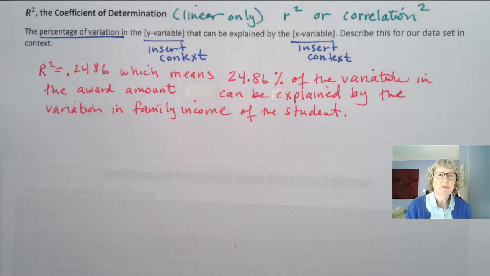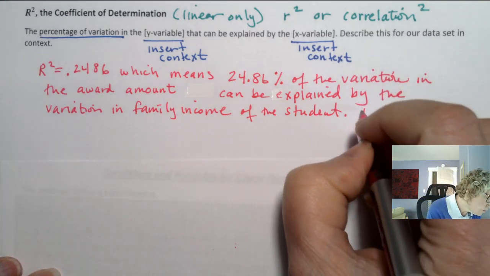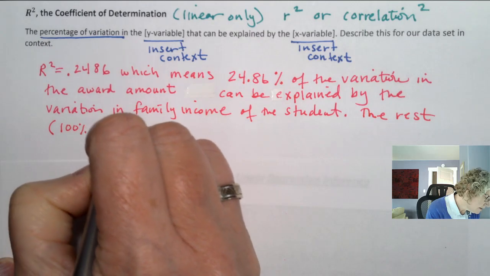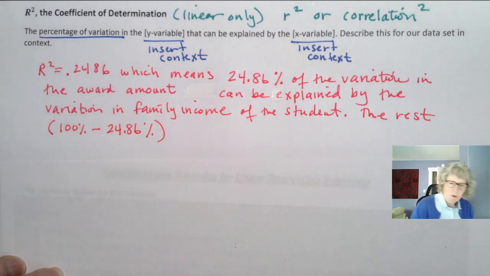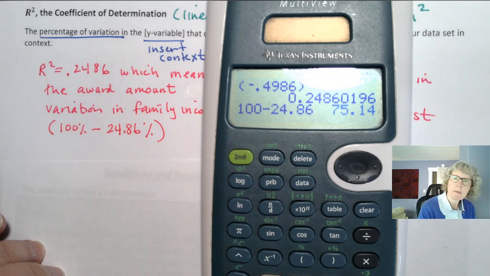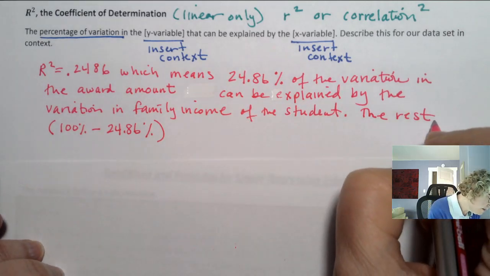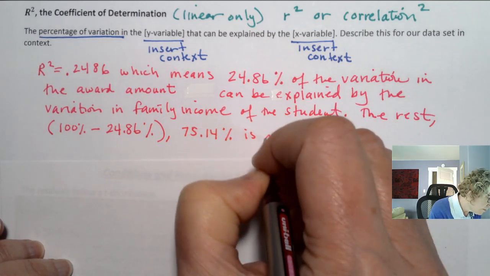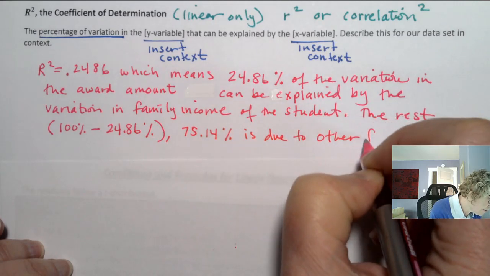Now, why do we want to know this? Well, that means the rest is due to other factors, okay? So this kind of gives us a sense. Well, is income 80% in determining the award amount? Here it's only about a quarter, so that means there's other factors that are coming into play. So I'm going to say the rest, and I'm just going to calculate that as 100% minus 24.86%. So let's do that. 75.14% is due to other factors.